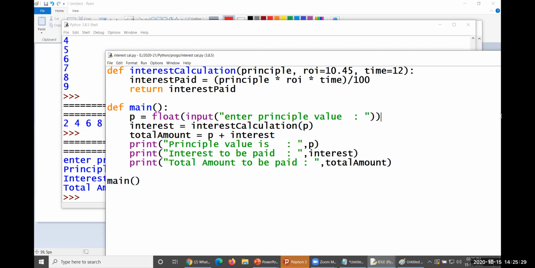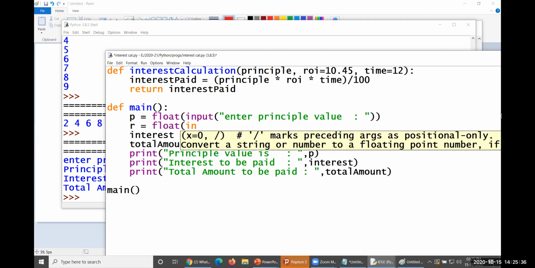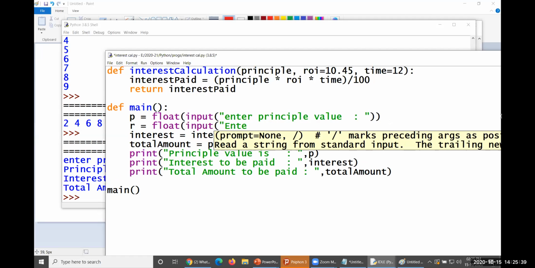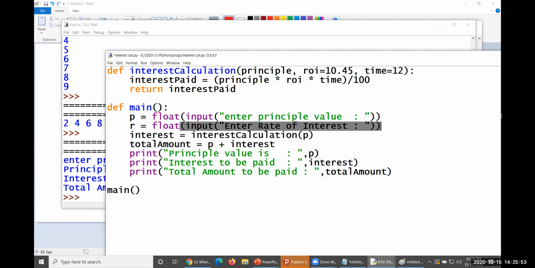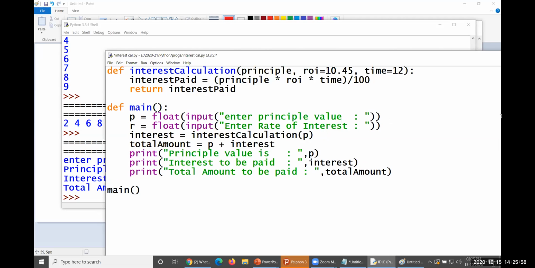And let me take rate of interest. So R will be, now I'd like to take the input, a float input: enter rate of interest. What is the rate of interest you are supposed to give to your friend? You have to enter that. So now I'd like to take one more extra parameter for this one. That parameter will be R.